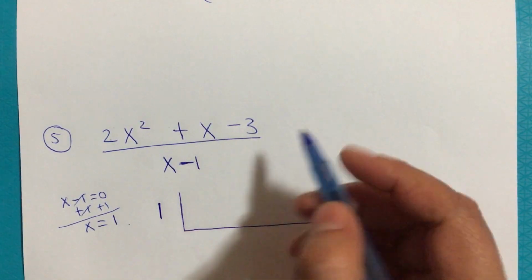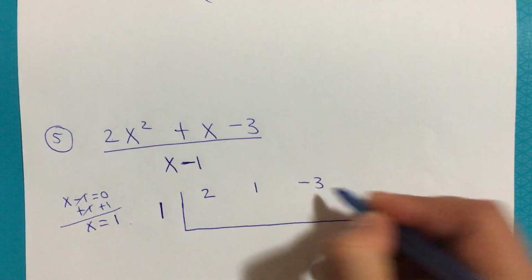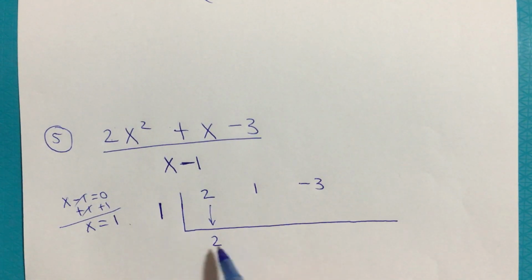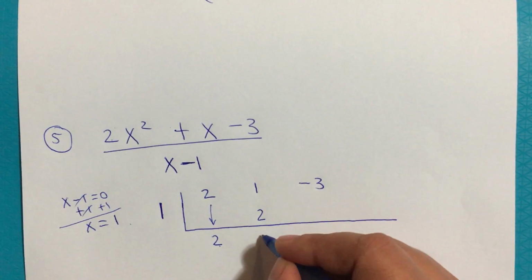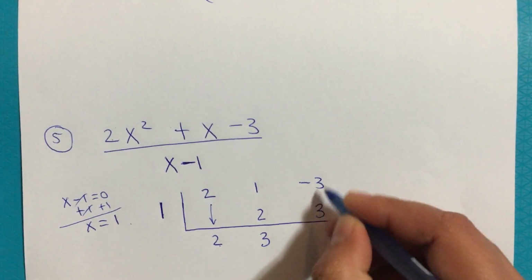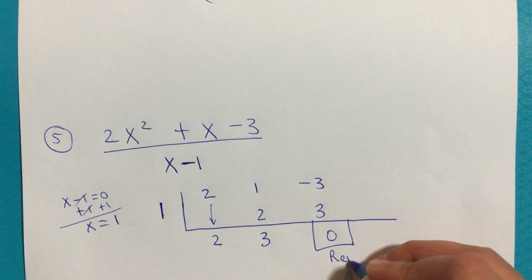The coefficients and constant in here, so 2, 1, negative 3. Bring down the first one. 1 times 2, 2. Add those, and we get 3. 1 times 3, 3. Add those, and we get 0. This is the remainder.